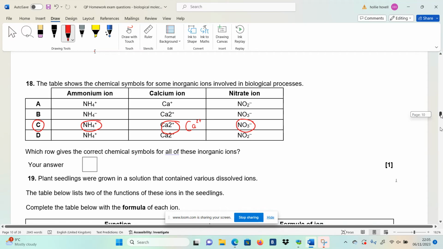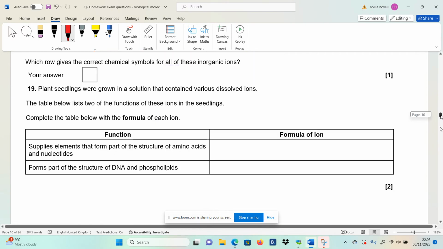Number 19, plant seedlings were grown in a solution that contained various dissolved ions. The table below lists two of the functions of these ions in the seedlings. Complete the table below with the formula of each ion. So you can see that not only do you need to know what each ion does, but you do need to learn the formulas as well.